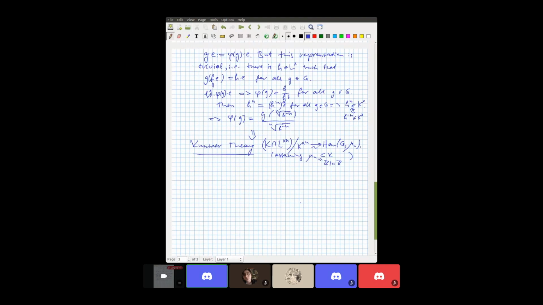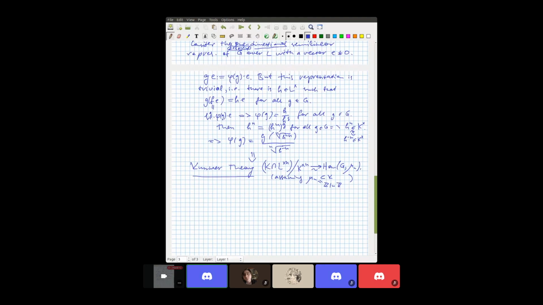Okay, and now we want to make this Galois correspondence explicit. Actually, we have already constructed this. First, we got that this map is injective, and then we have just proven that it's surjective. Yes. Thanks.